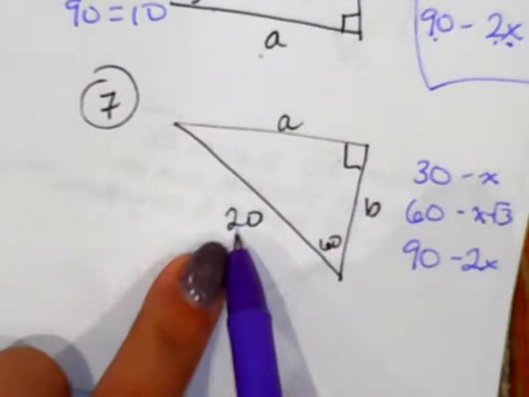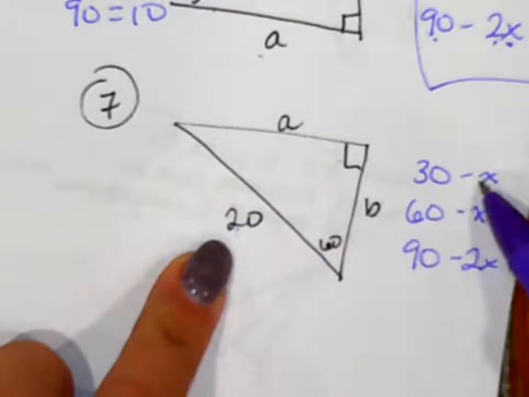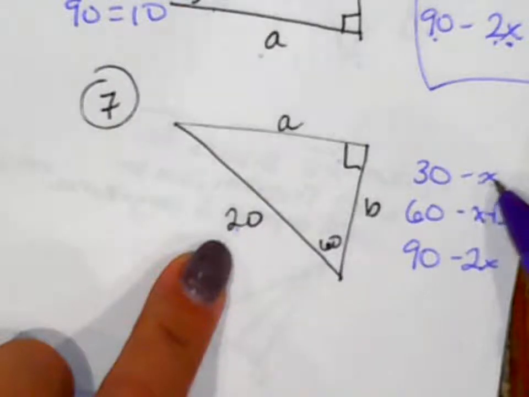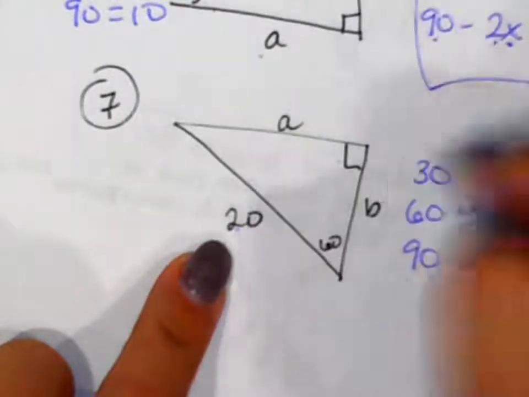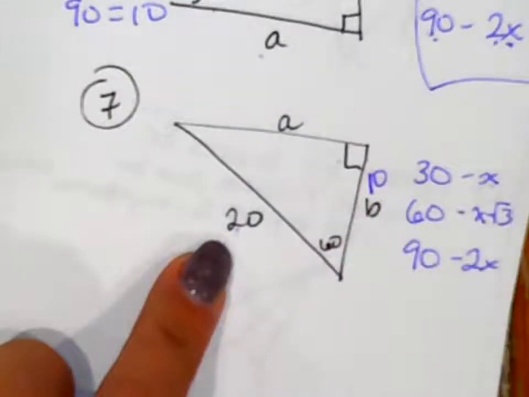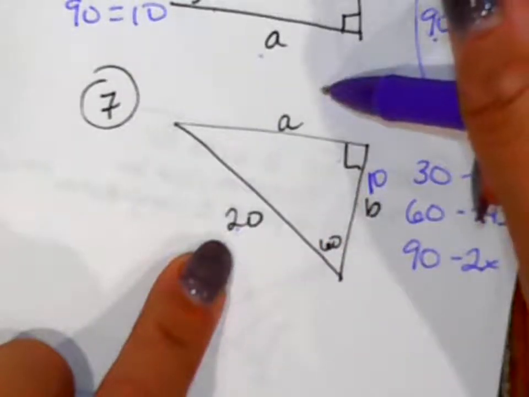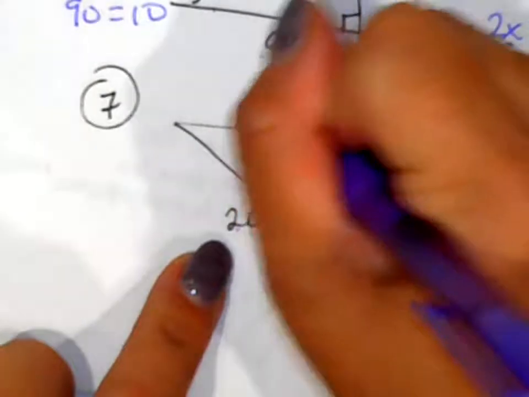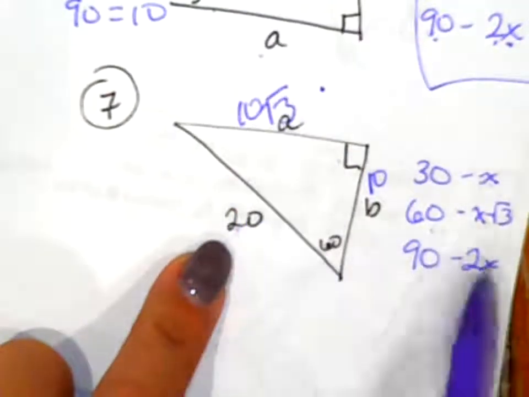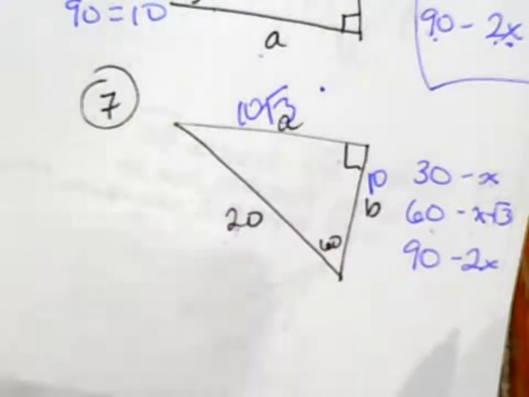So this is 20. If this is 2 times the short side, I know this is half of it. It's 10. Okay? So this guy right here is 10. So your little side right here is 10. This guy right here is 10 rad 3. Opposite the 60 is just 10 rad 3. Okay?